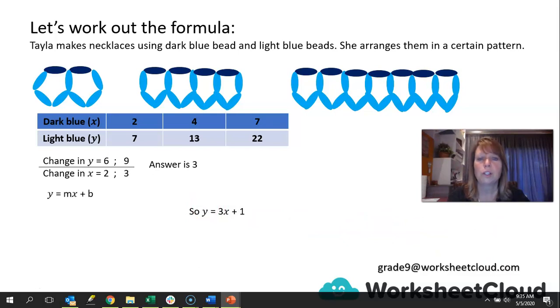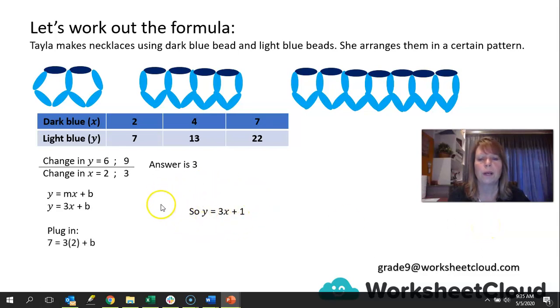We're going to use the structure y is equal to mx plus b, and remember the change in y over the change in x gives us our m value. So we end up with y is equal to 3x plus b. We now have to plug an ordered pair into the formula. We can use 2 and 7. We can also use 4 and 13 and 7 and 22. It would all work exactly the same way. We would come up with the same answer.